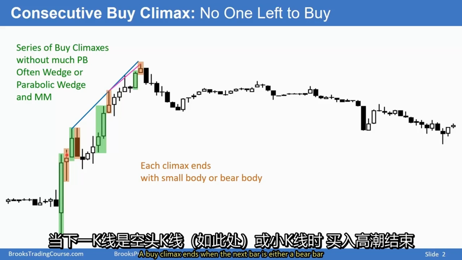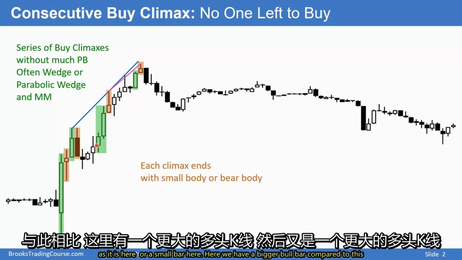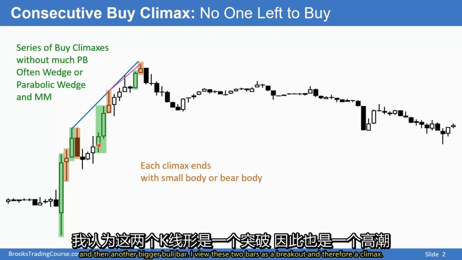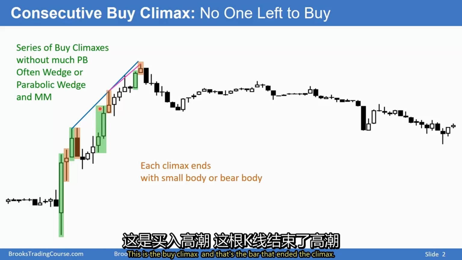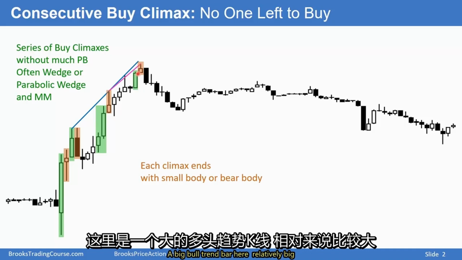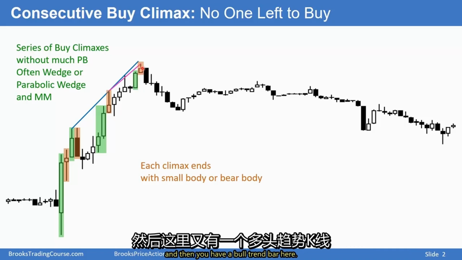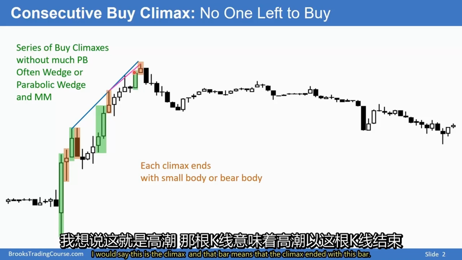A buy climax ends when the next bar is either a bear bar, as it is here, or a small bar here. Here we have a bigger bull bar compared to this, and then another bigger bull bar. I view these two bars as a breakout, and therefore a climax. This bar has a big tail on top, so I think of it as not part of the climax. This is the buy climax, and that's the bar that ended the climax. A big bull trend bar here, relatively big, and then you have a bull trend bar here. I would say this is the climax, and that bar means that the climax ended with this bar.